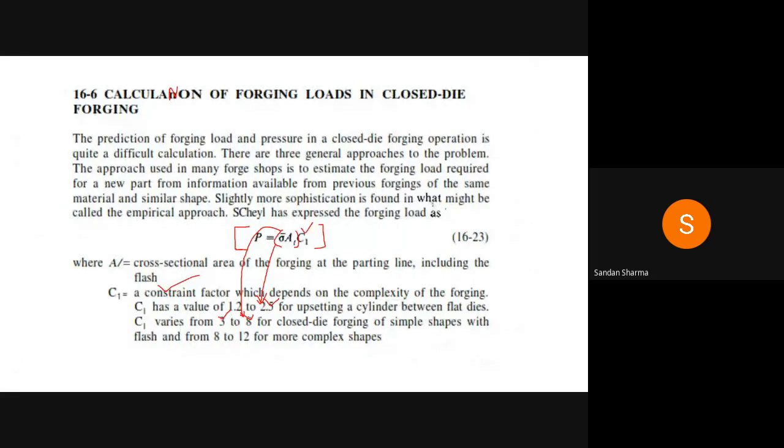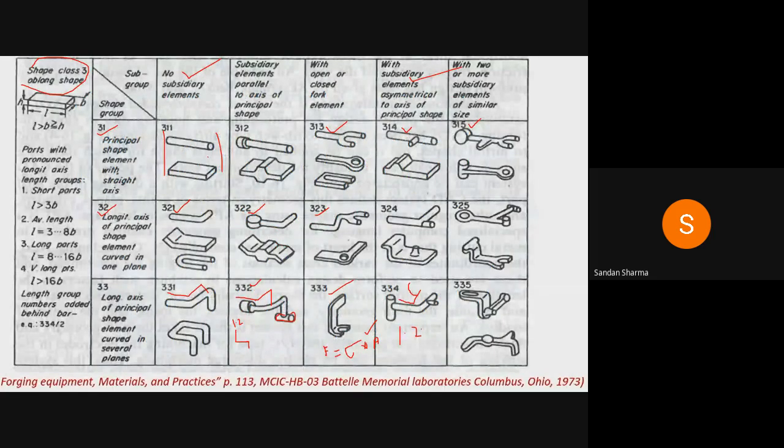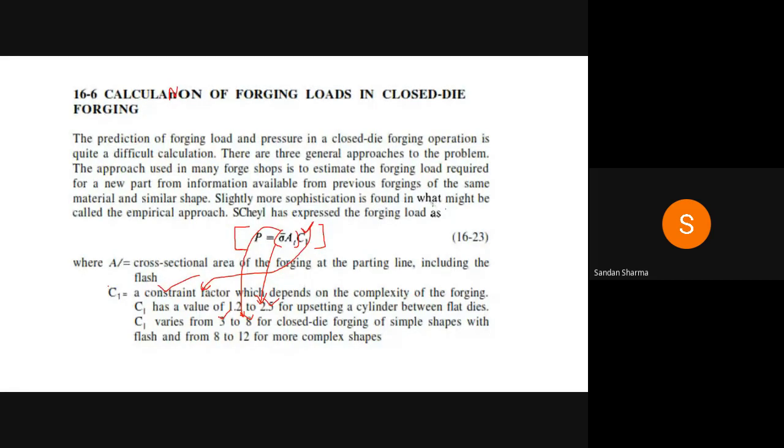And then if you want to calculate the forging loads required for closed die forging, you need not go with the open forging derivation. Here people have given some empirical formula as per their experience. That empirical formula is P equal to sigma S AT into C1, where C1 is the constraint factor. According to different shape, you will have your value of C1, and it is changing from 1.2 to 8, as per the difficulty of your complex shape.